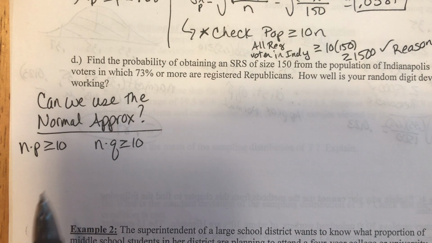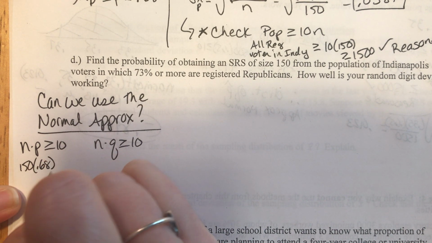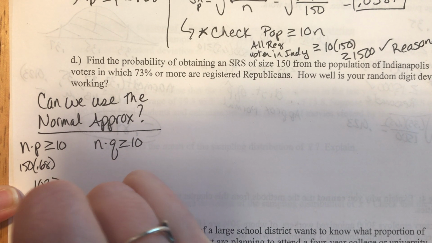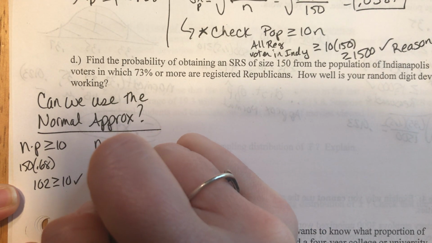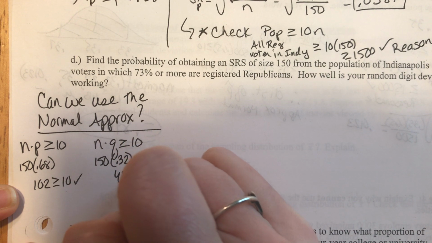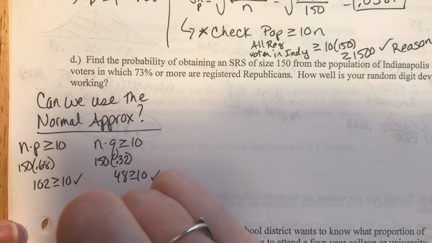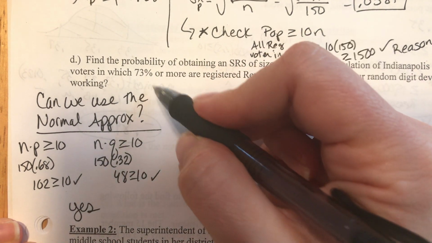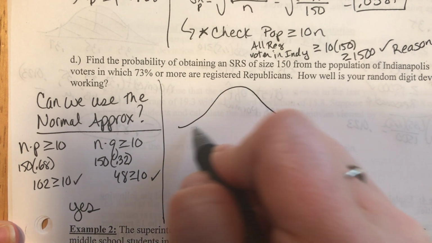So n times p, we're going to have 150 times 0.68 gives us 102, which is at least 10. That works. I'm going to say 150 times 0.32 gives me 48, which is at least 10. And yes, that works. So since both of these work, then yes, we can use the normal approximation. So we just did that check. Now let's talk about what the normal curve will look like.